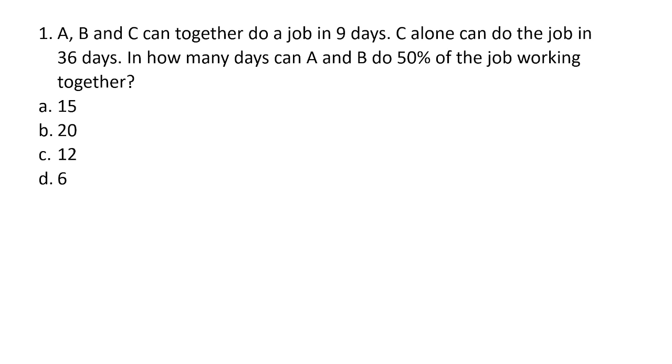So here the topic of this question is time and work. The question is in this way. A, B, and C can together do a job in 9 days. C alone can do the job in 36 days. In how many days can A and B do 50% of the job working together? So there is a traditional way of solving this question and there is another way, the LCM method.